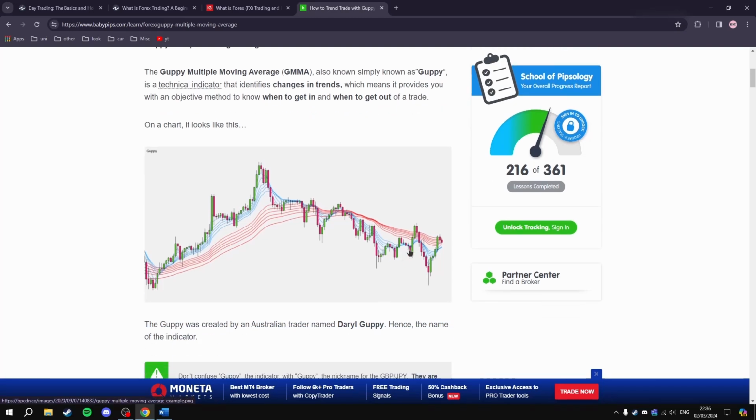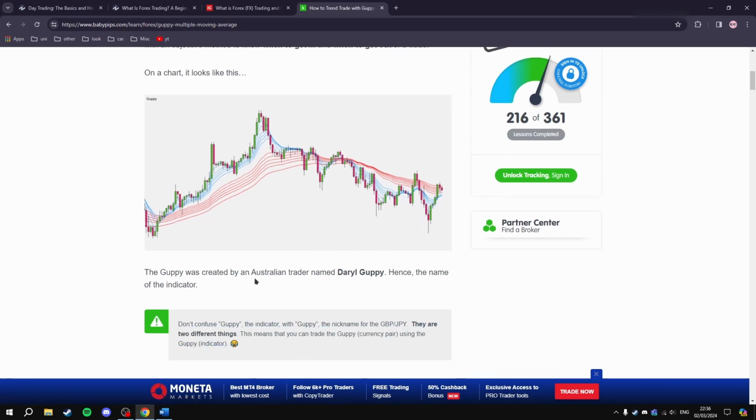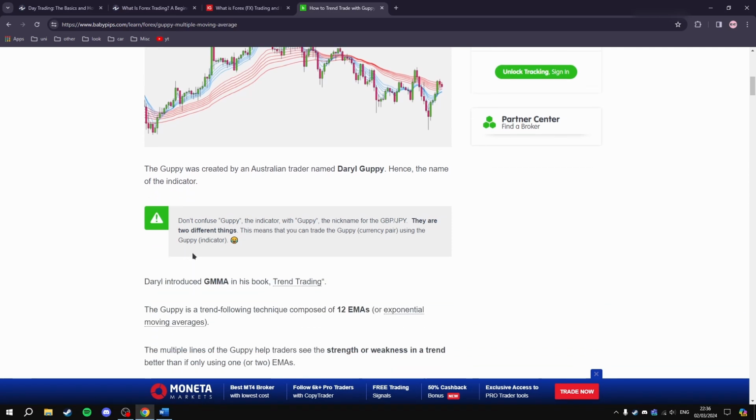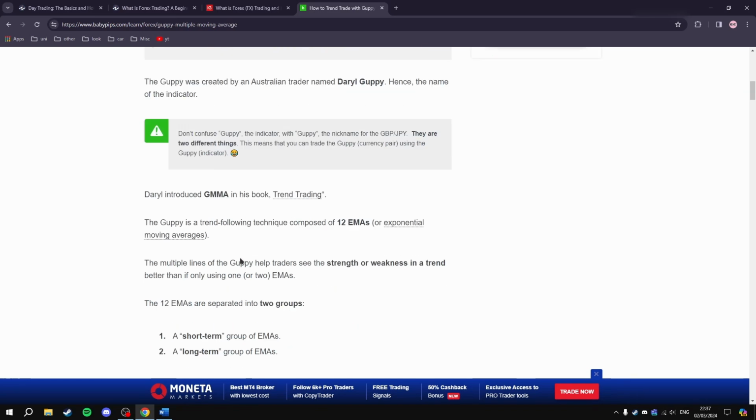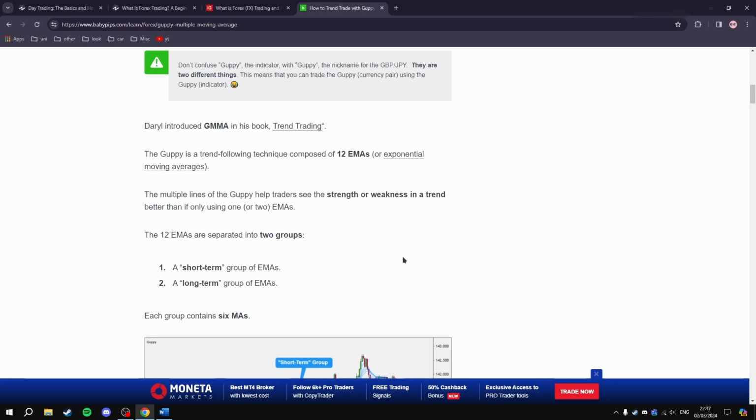On the chart, it looks like this. Red, blue lines, okay. The Guppy was created by an Australian trader named Darryl Guppy, hence the name of the indicator. Don't confuse Guppy, the indicator, with Guppy, the nickname for GBP JPY. They are two different things. This means that you can trade the Guppy currency pair using the Guppy indicator. Laughing emoji. Darryl introduced GMMA in his book Trend Trading.